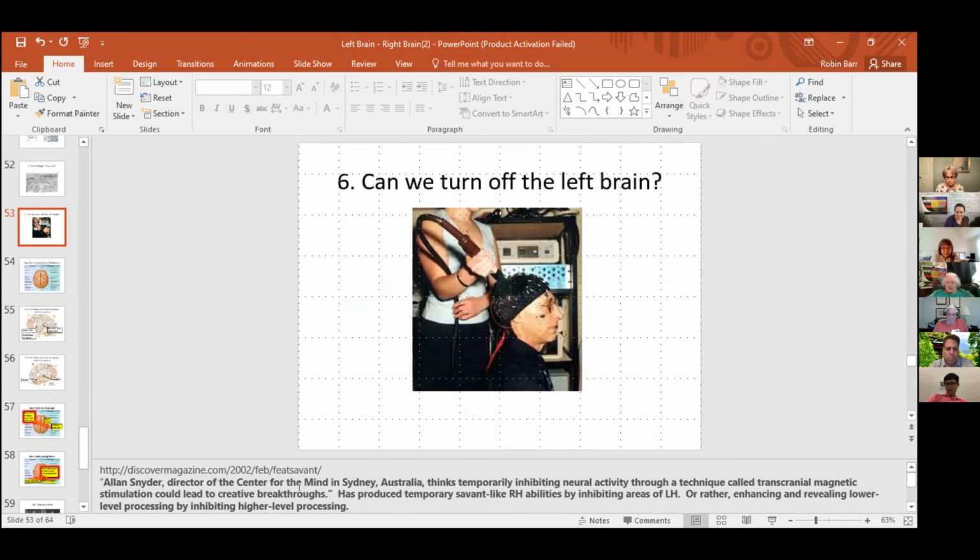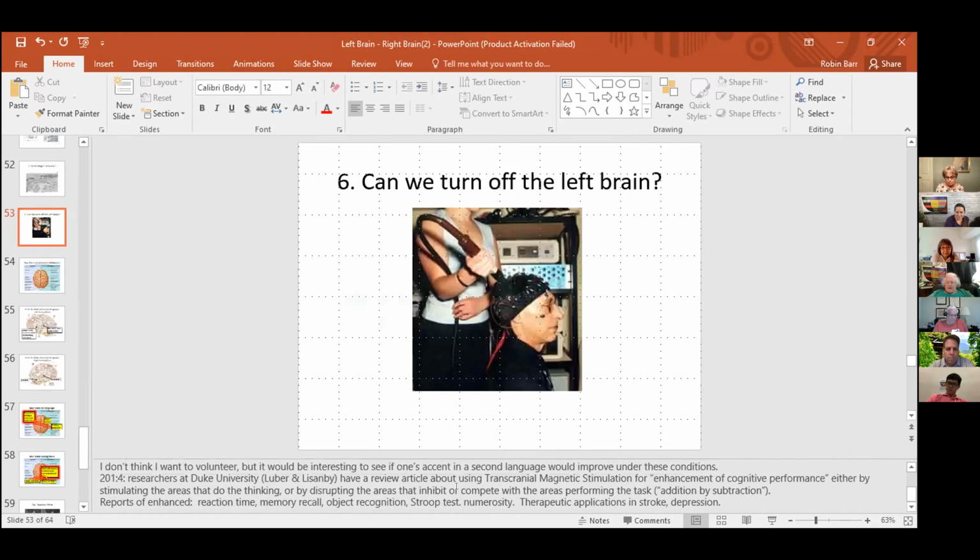What they discovered is other examples of inhibition that you can remove are things like object recognition, like we just looked at, reaction time. They call it addition by subtraction. So removing the part of the brain that is specific for processing that particular thing allows the rest of the brain to reveal its low-level processing.